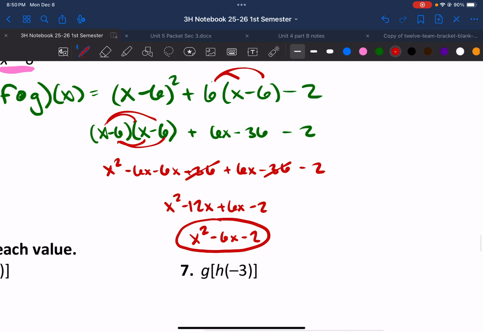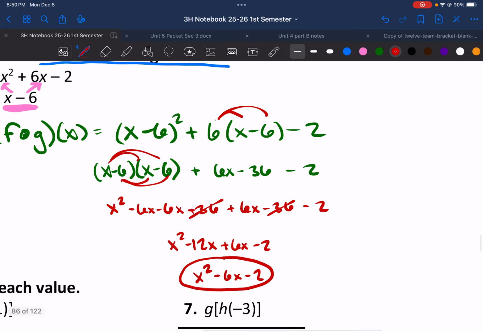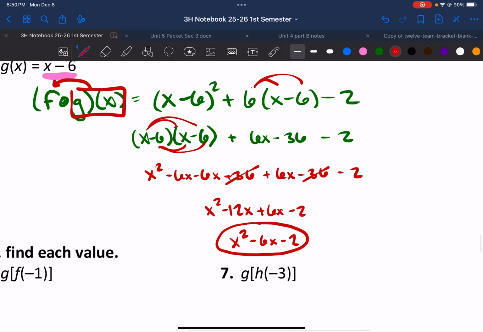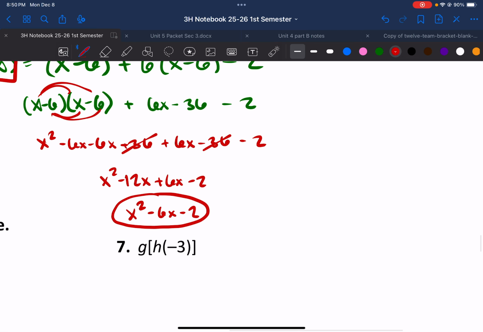Okay, so we get x squared minus 6x minus 2. That's if I plugged g into f. Plug g into f. Now, this right here is a quadratic. What is the domain of all quadratics? Negative infinity to infinity. Domain always.